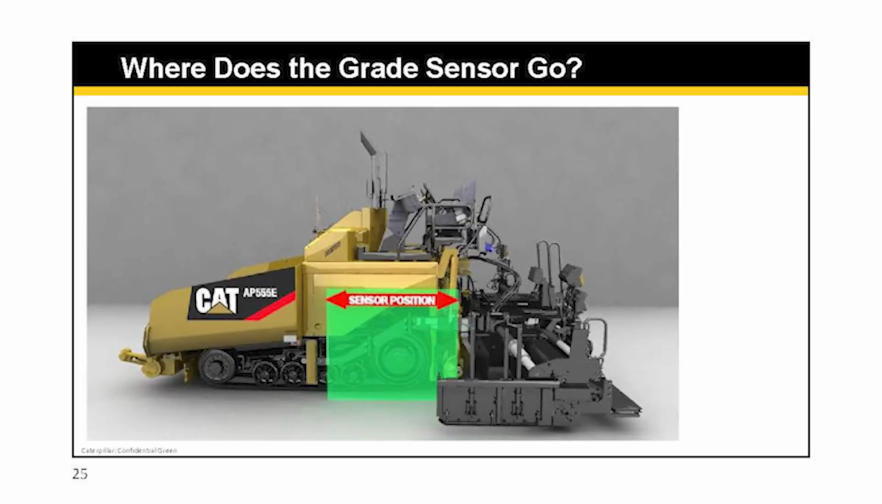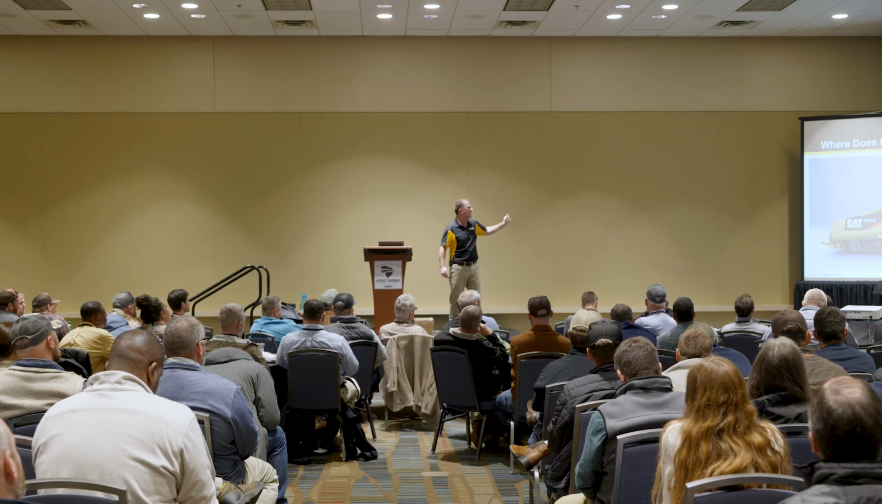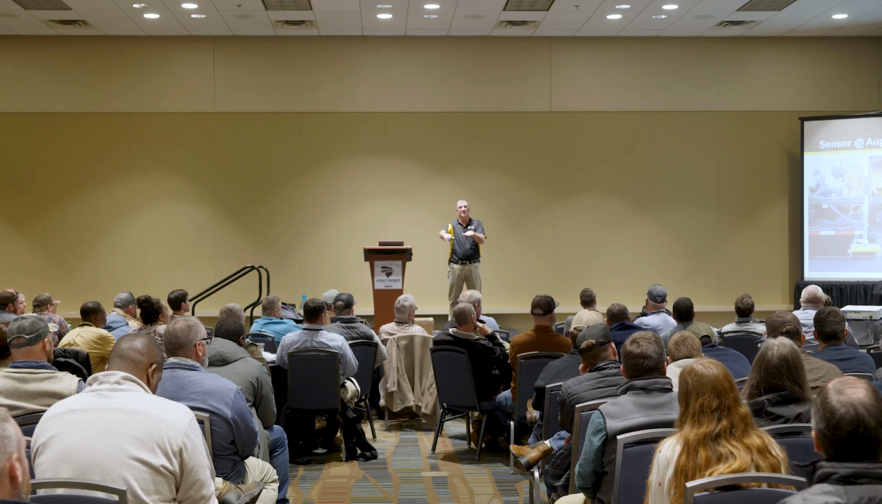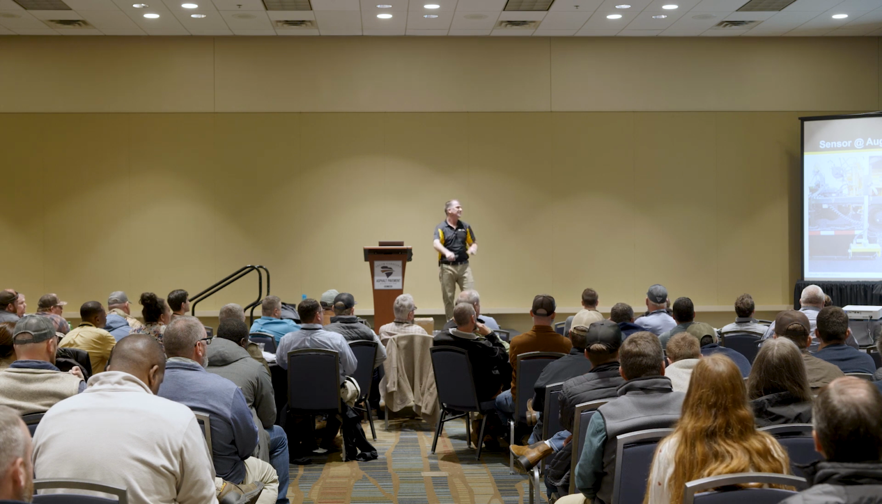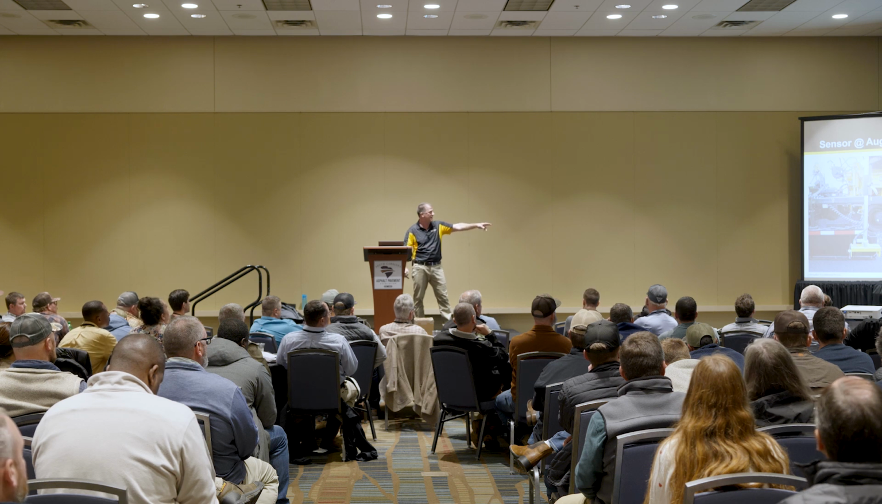Where I position that sensor has a huge effect on the outcome. So I can place that single grade sensor anywhere between that auger and that toe point, move it up or back, wherever I want it. And if I have it back at the auger, in line with the auger, that's where it's going to give me exact thickness. It's going to give me a perfect joint match. So if I'm matching a lane, I put that sensor back there, I'm going to match that lane right on, right? And it's because it's fast reacting.